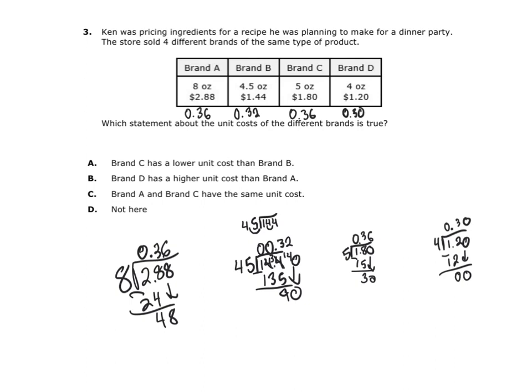Brand C has a lower unit cost than brand B, so we're comparing C and B. Does C have a lower cost than B? No, so we're going to cross out answer choice A. Now this one says brand D has a higher cost than brand A. Is 30 bigger than 36? No, so we cross it out. Next one, brand A, which is 0.36, and brand C, which is 0.36, have the same unit cost. Since 0.36 is the same in both, we are going to choose C as our answer.